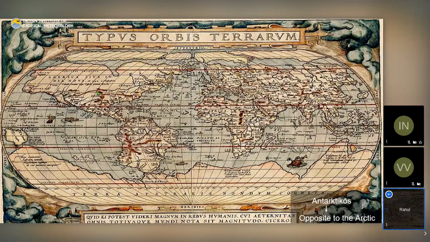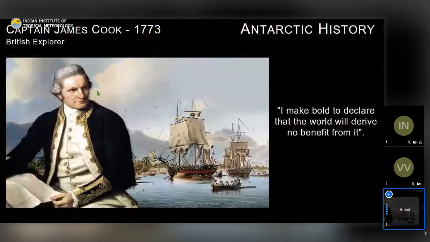Let's now look at who were the early explorers. In 1773, Captain James Cook, a British explorer, was the first human to cross the Antarctic Circle, or rather, I would say, circumnavigate Antarctica. But he could never see the land. And he made a remark that the world will derive no benefit. I am sure that the world has derived enough benefit from Antarctica.